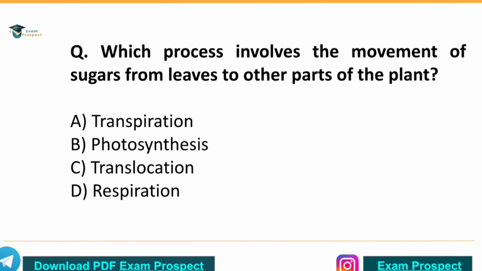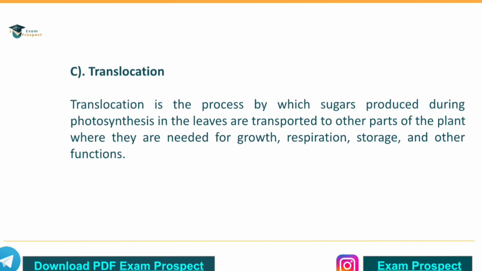Next question. Which process involves the movement of sugar from leaves to other parts of the plant? Correct answer is option C, translocation. Translocation is the process by which sugar produced during photosynthesis in the leaves is transported to the other parts of the plant, where it is needed for growth, respiration, storage, and other functions.